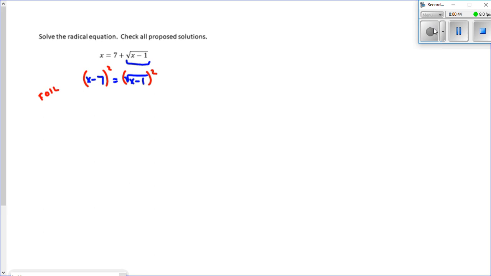So this becomes x squared minus 14x plus 49. The right side is a single radical squared, and you simply get what's under the radical. So now we have a quadratic equation. To solve a quadratic equation, move everything to one side and either factor or use the quadratic formula.